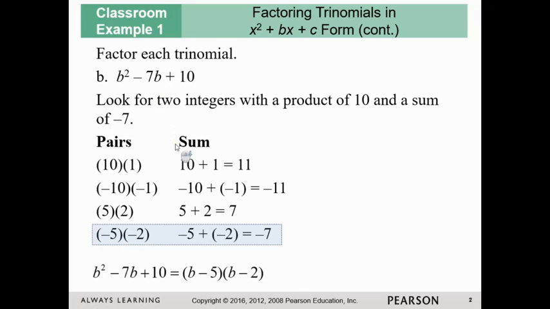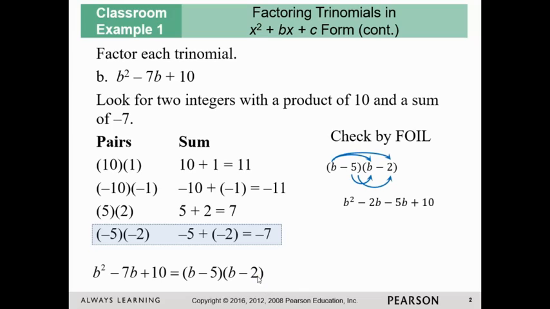So what we do is move directly into the factored form here, b minus 5, b minus 2. And anytime we do factoring, we should always check it by FOIL, which we do here. And that ends up with, notice what's happening with the inner and outer there. They're summing up to the middle term of -7. So there we go.